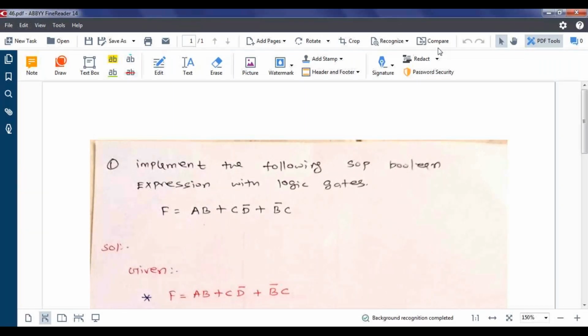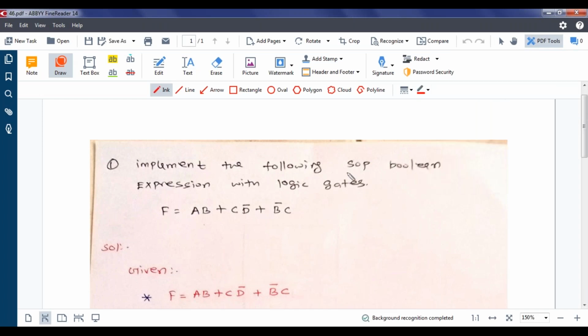Now we are moving into the first problem. So take down the problem. Implement the following SOP Boolean expression with logic gates. This problem may be asked in 6 marks or 8 marks. These are all previous university questions. Implement the following SOP, I mean sum of product, Boolean expression with logic gates.